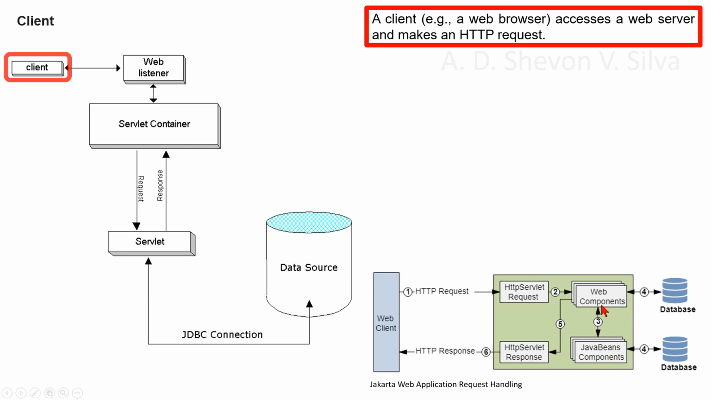The web component can then generate an HTTP servlet response or can pass the request to another web component. A web component eventually generates an HTTP servlet response object. The web server converts this object to an HTTP response and returns it to the client.